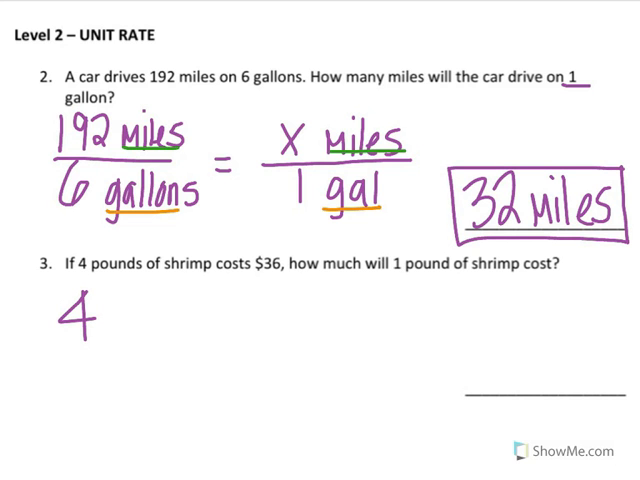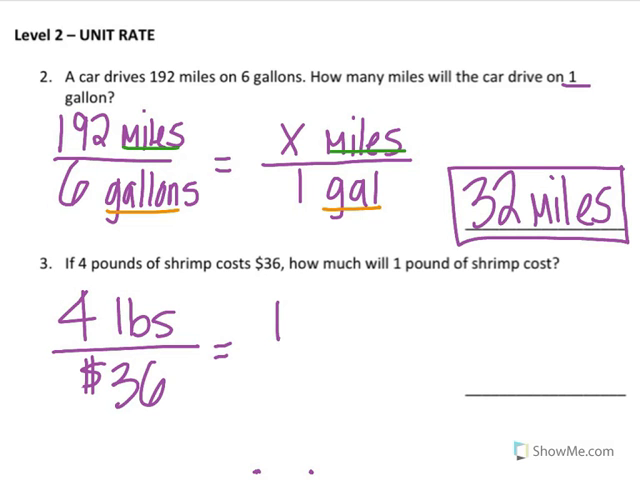If 4 pounds of shrimp cost $36, how much will 1 pound of shrimp cost? We have 4 pounds of shrimp costing $36. We want to know how much 1 pound of shrimp will cost.